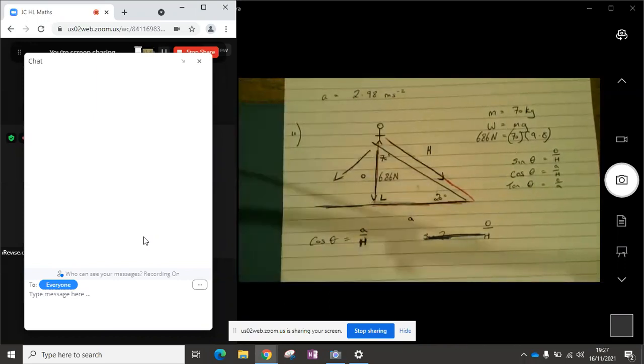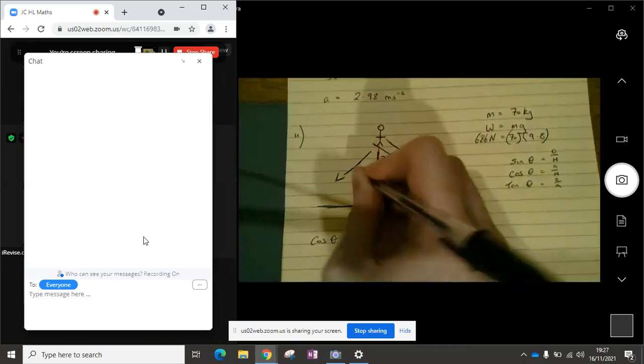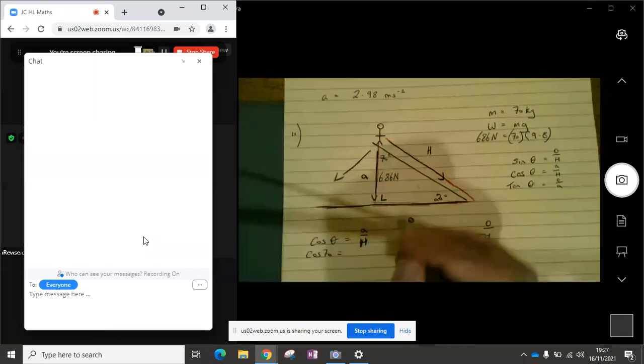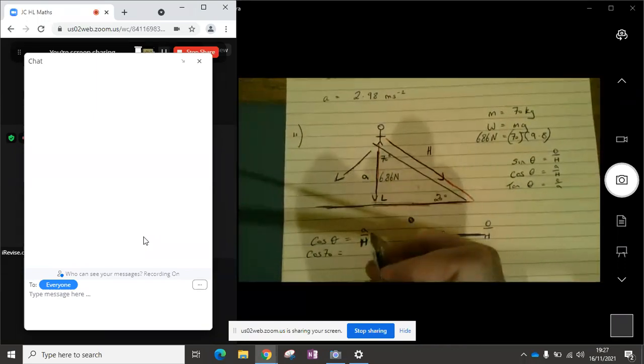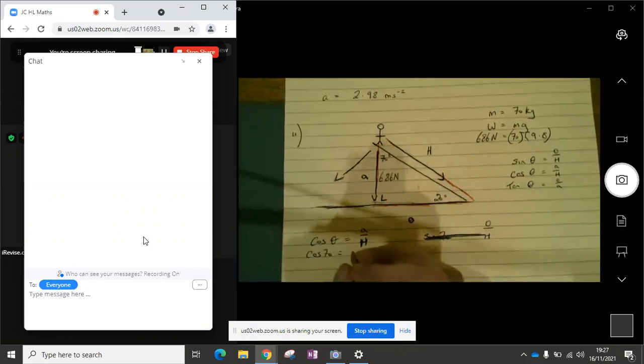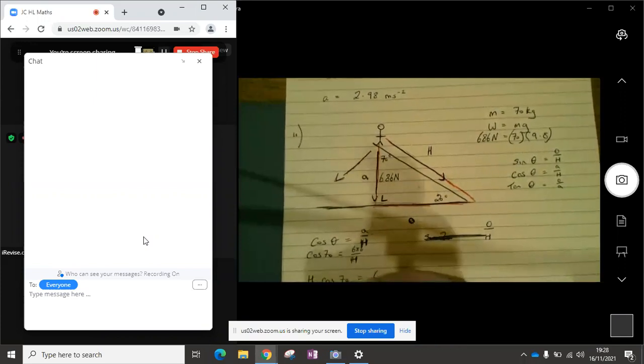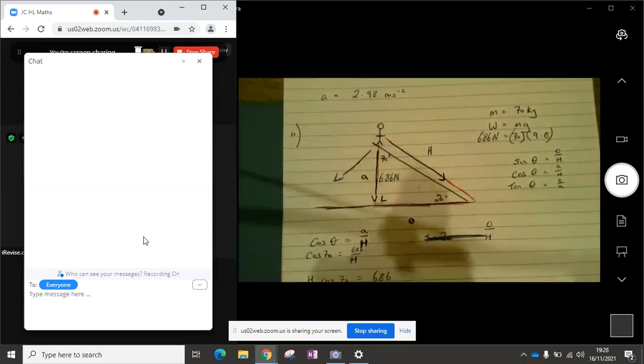So that will be O, and that will be A. There we go. So cos 70 is going to be equal to A over H, which is going to be equal to 686 divided by H. Okay, so H times cos 70 is equal to 686. Okay, so H is equal to 686 over cos 70.